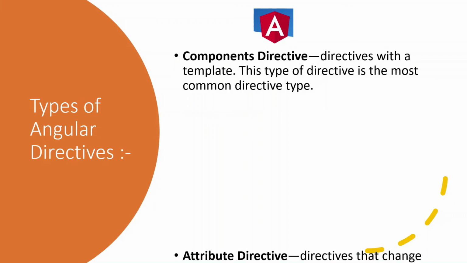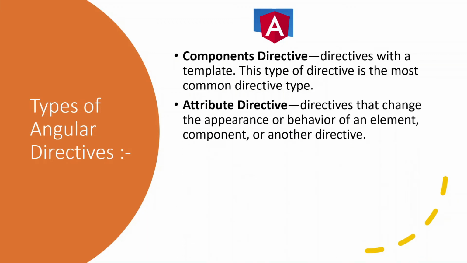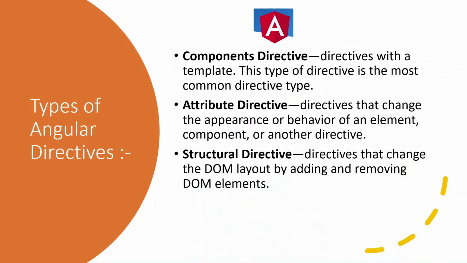And the second directive is attribute directive. Attribute directives are the directives that change the appearance or behavior of an element or component or another directive. So by using this attribute directive, we can change the stylings and look and feel of the component. The third one is a structural directive. Structural directives are used to change the DOM layout by adding and removing DOM elements. So on the basis of the value of a structural directive, you can add or remove the DOM elements.